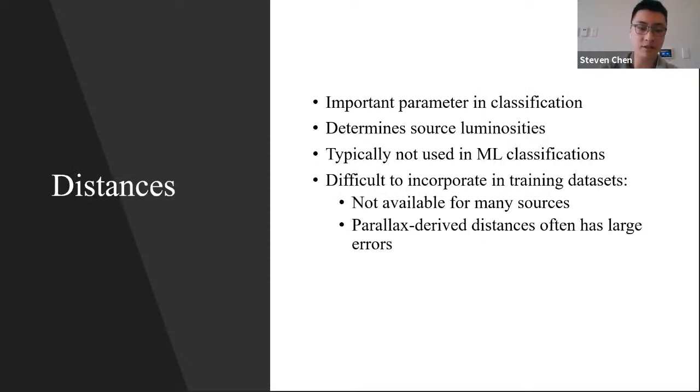So one feature that we did not use in the past was distances. It's an important parameter in classification, and it's used to determine source luminosities, but it's difficult to incorporate into training data sets because it's not available for many sources, and parallax-derived distances often have large uncertainties.